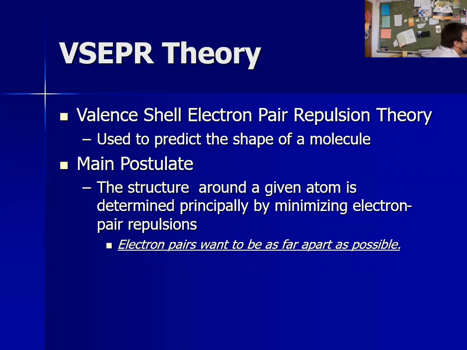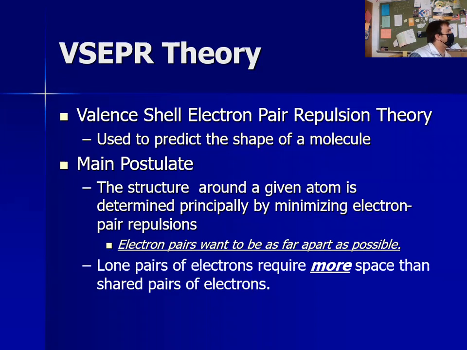The key thing that postulate really says is electron pairs want to be as far apart as possible. That's what VSEPR, valence shell electron pair repulsion, says. So if you're repulsed, like most people are repulsed by bogons, you want to get as far away from the bogons as possible. So that is the VSEPR theory. The lone pairs of electrons require more space than shared pairs. Lone pairs require more space than shared pairs.